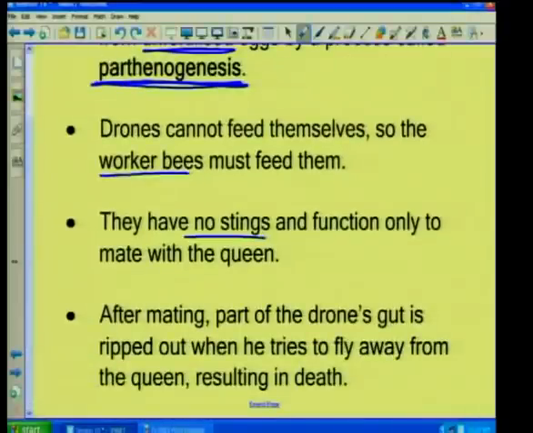He can't feed himself. His only job is to mate with a queen. And after mating, part of the drone's gut is ripped out when he tries to fly away from the queen. And that is what results in death. I mean, not very pleasant. So guys out there, be grateful you humans are not a drone.